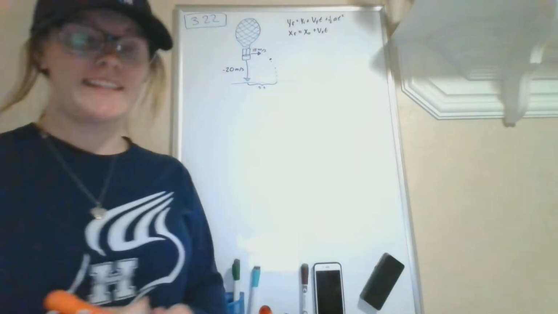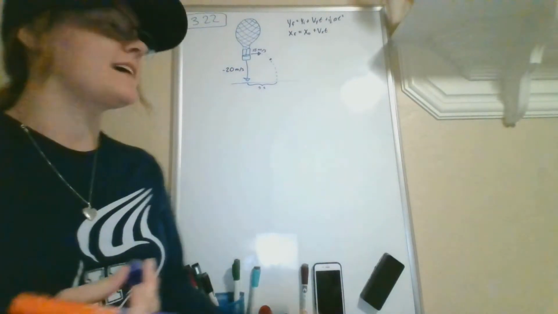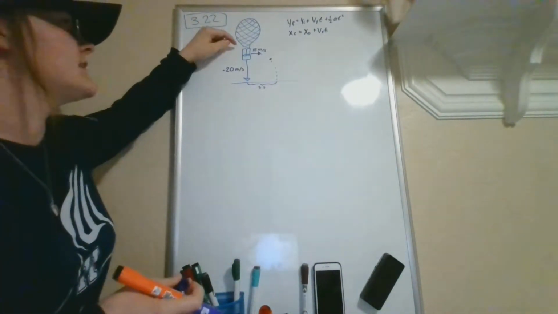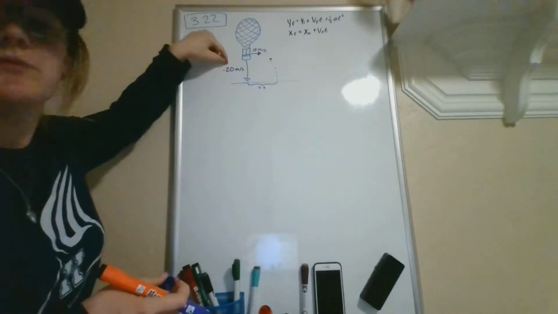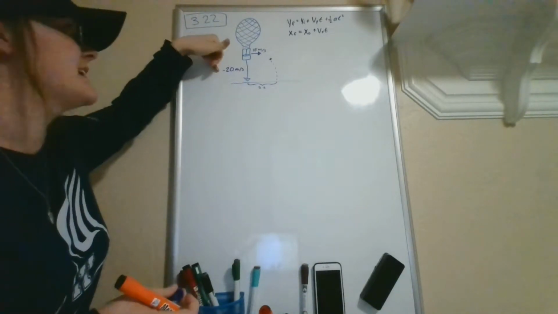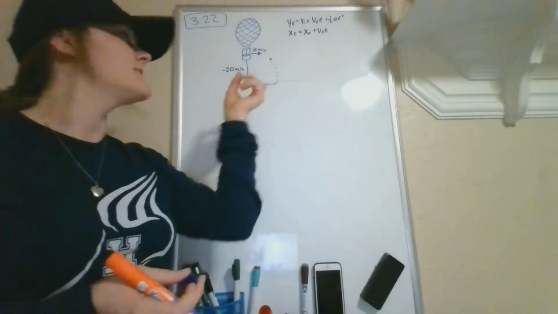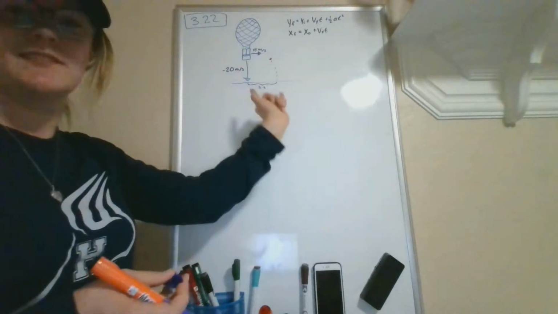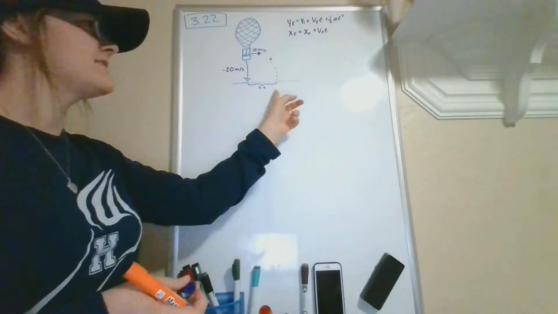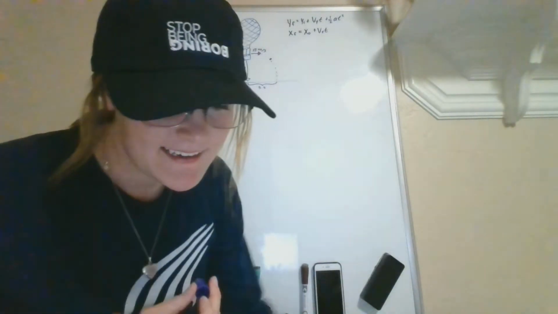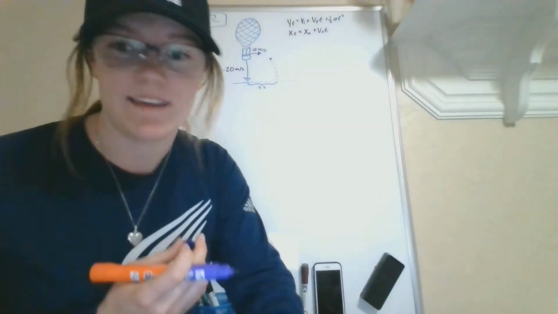Okay, in this video we're doing 3.22. This one has a hot air balloon that is going down at a velocity of 20 meters per second. Since it's going down, I made it negative. And then someone throws a rock out of this balloon at 15 meters per second. So that's just going down. And it says it takes 5 seconds for it to hit the ground. So the very first question that it asks us is, how high is the balloon when the rock is thrown?